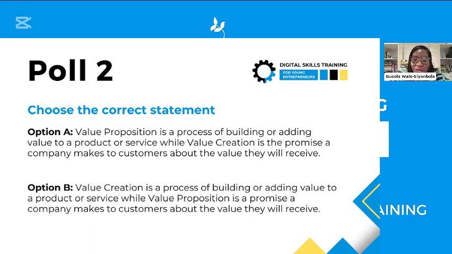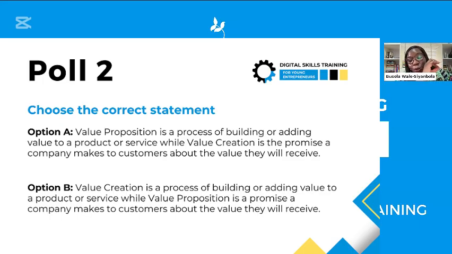So choose the correct statement. You can only make one choice. Value proposition is a process of building or adding value to a product or service, while value creation is a promise a company makes to customers about the value they will receive. Value creation is a process of building or adding value to a product or service, while value proposition is a promise a company makes to customers about the value they will receive. Which is the correct statement based off of our learnings? Okay. So out of the 6 participants, it's interesting. It's an even spread. All right, so the correct answer is the second option.